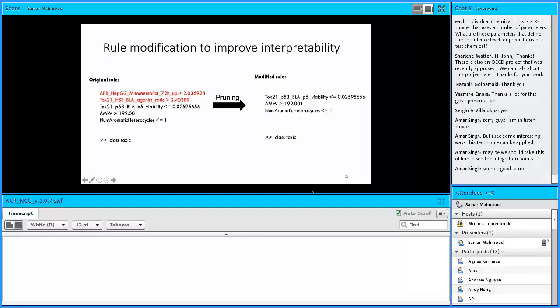This is an example of how we conducted the pruning. So on the left side, we see the original rule. So it would be a construction of a combination of assays describing activity and inactivity. And the way we defined activity and inactivity by assay is how the split is formed.